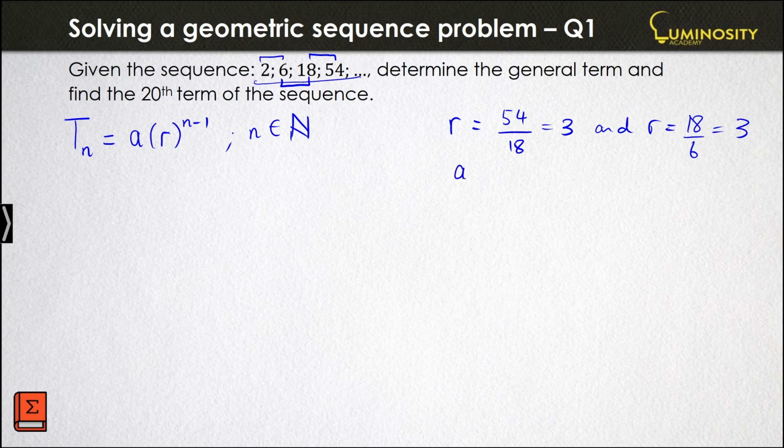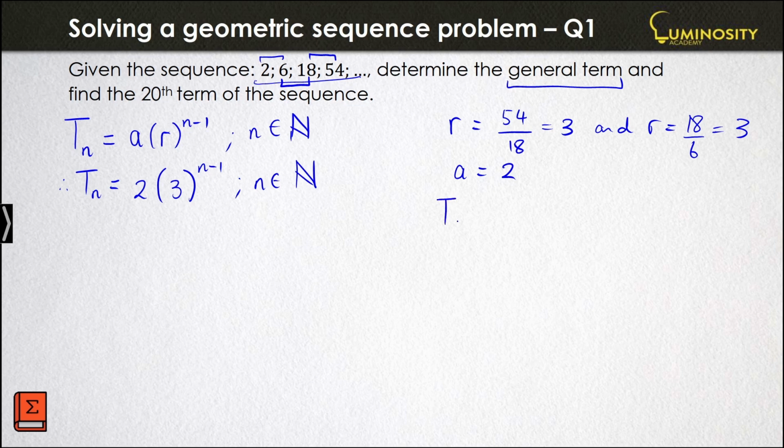Our first term a is given as 2. So now I can say that t sub n is equal to 2 times 3 raised to the power n minus 1, where n is a natural number. Alright, so that is the general term of this sequence. And you can check that if you plug in values for n, you'll get the right term. So the third term should be 18.